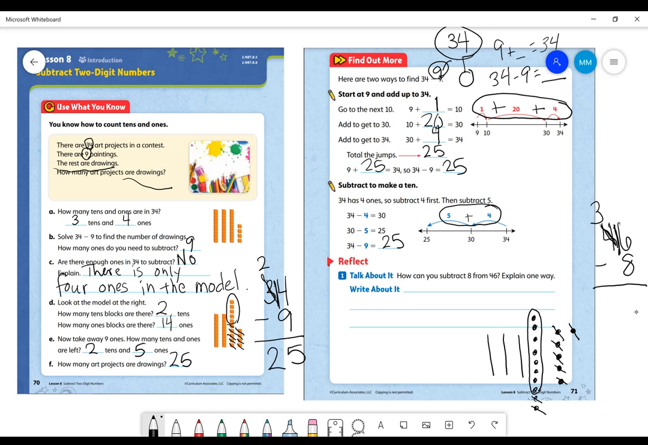That 10 added to our 6 ones, so we would have enough to take away 8. So now I had 16 ones minus 8 ones. How many did we have left? We had 8 ones left. And how many 10s left? We had 3 10s. So we borrowed a 10 so we could take away those 8 ones. So what was the part left over? 38 was the part left over.